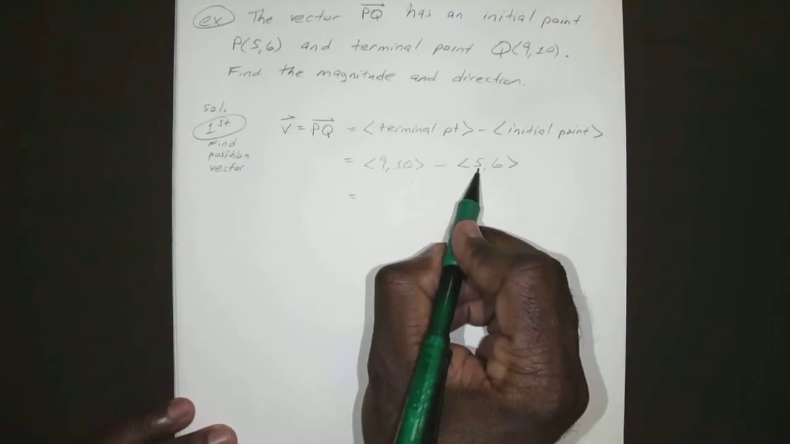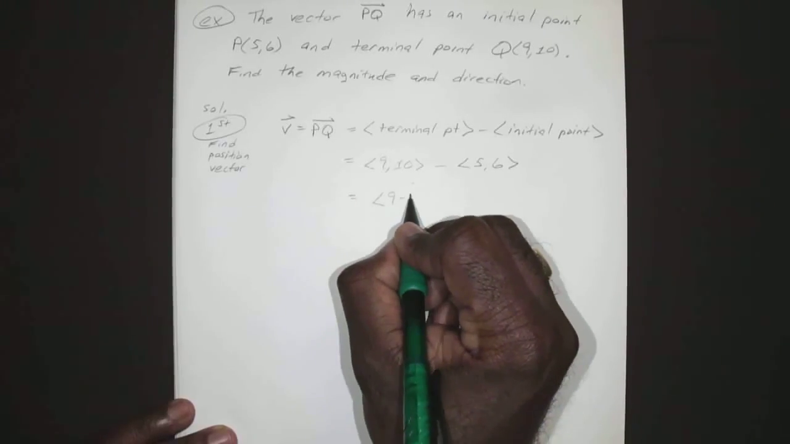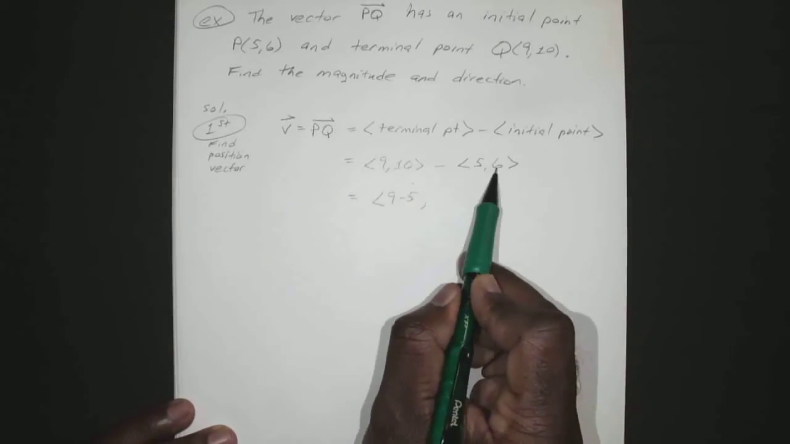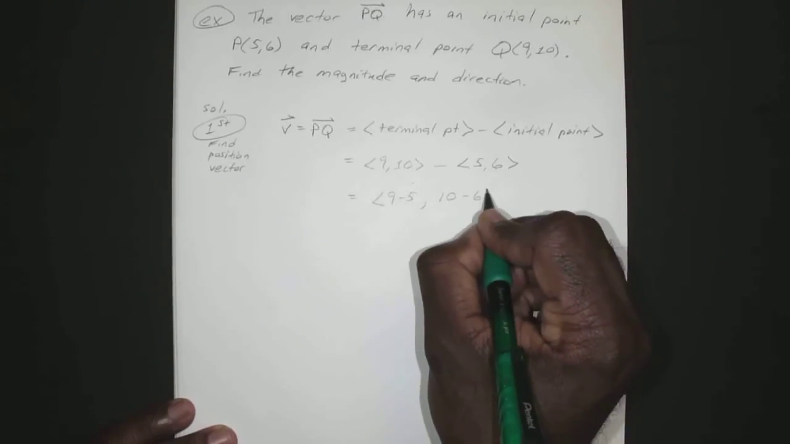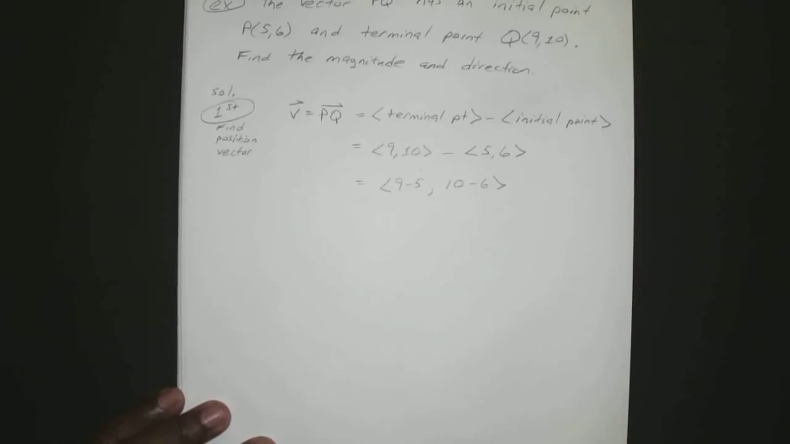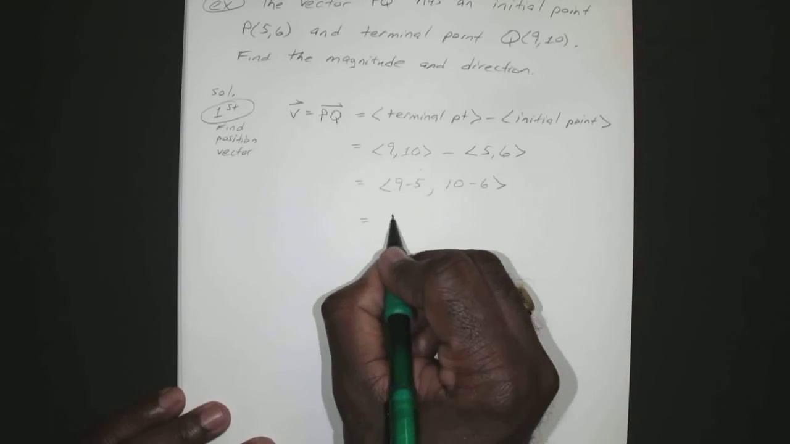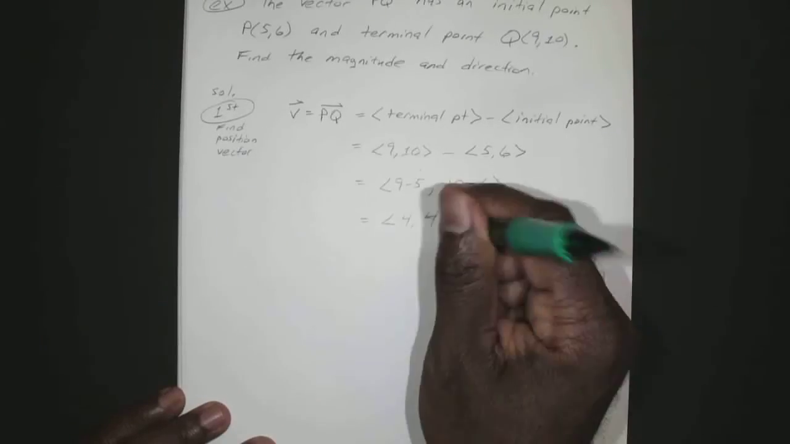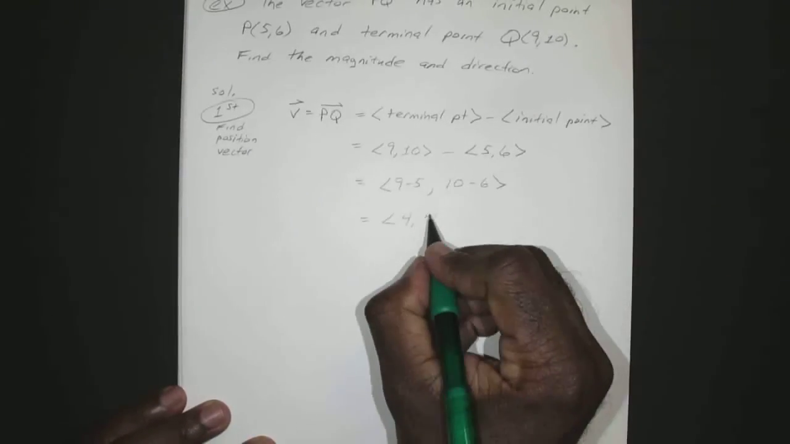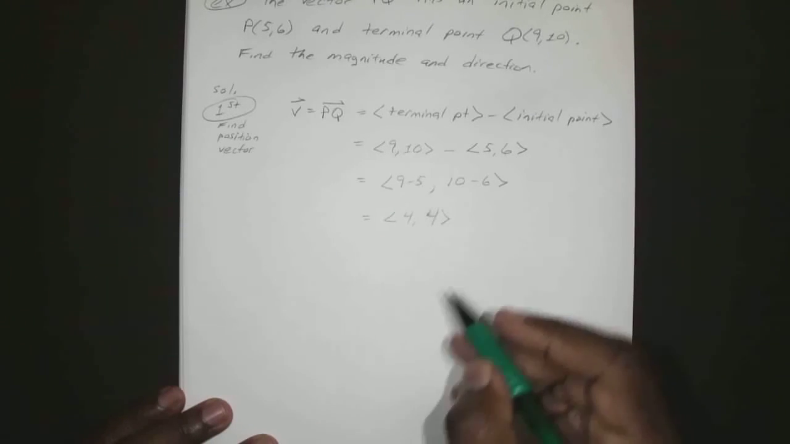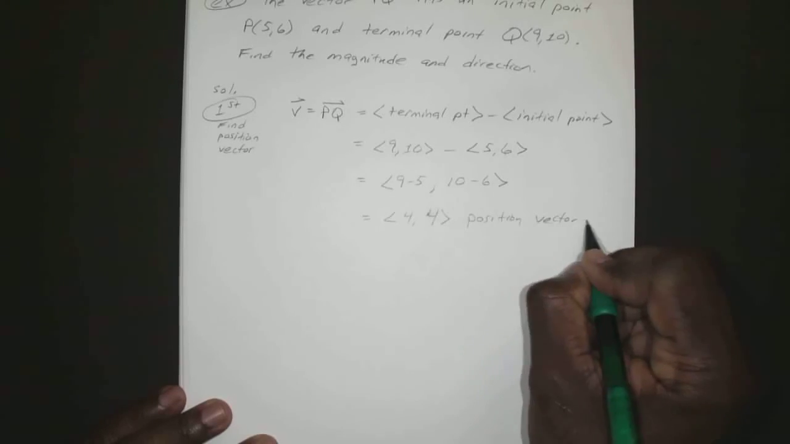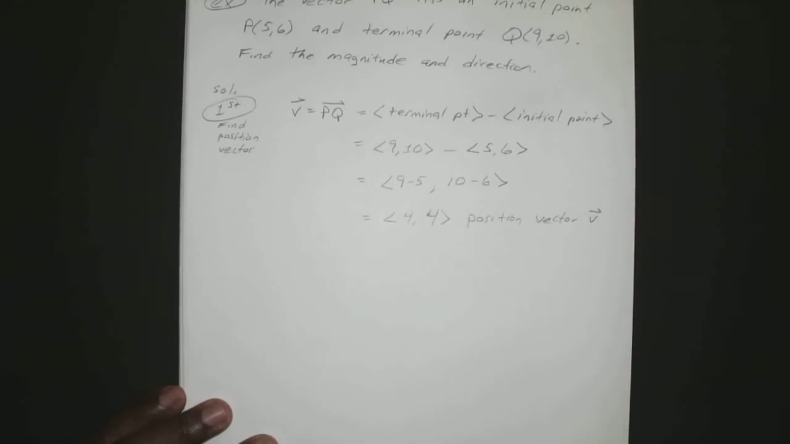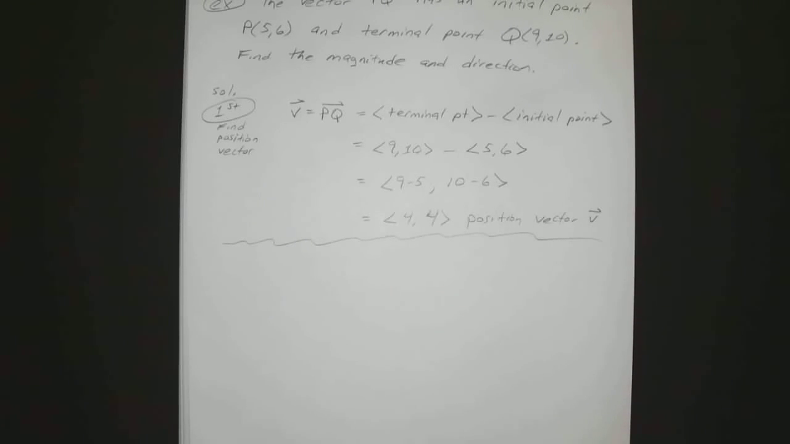Okay, so there I have 9 minus 5. And we have 10 minus 6. Okay, so that means our position vector is 4. Oh, actually 4, 4. I don't know why I was getting ready to put -4. Okay, so this is our position vector, V. Okay, so we can use that now to find our magnitude.